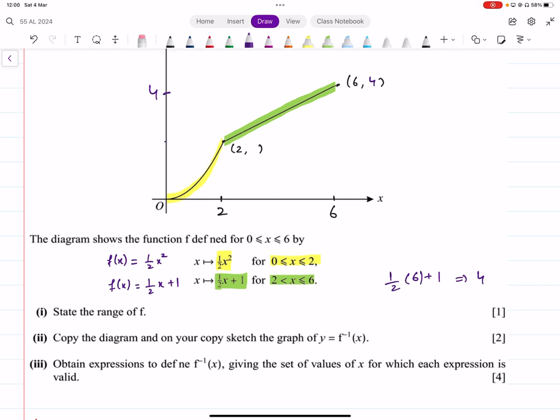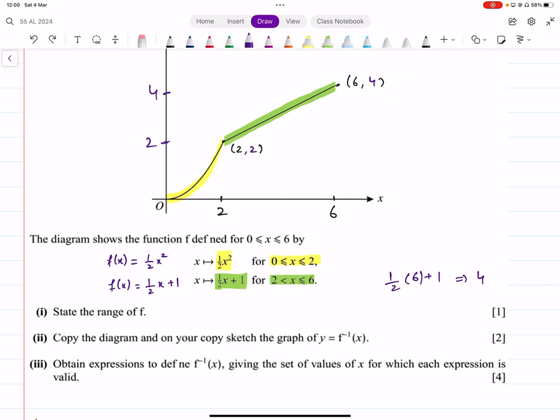You can also check the point where the function changes, which is x equals 2. Put x equals 2 into the first equation. What do you get from that? Half into 2 squared, half into 4, that's 2. So this value is 2. Is that okay? So you know the y coordinates for those points. This point is 2 and 2 and this point is 6 and 4.